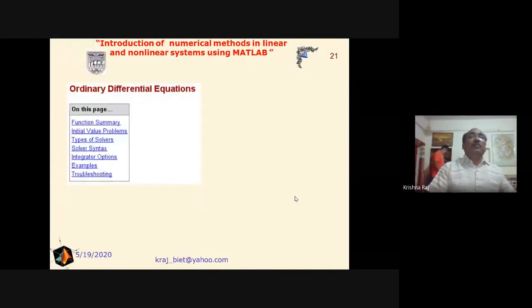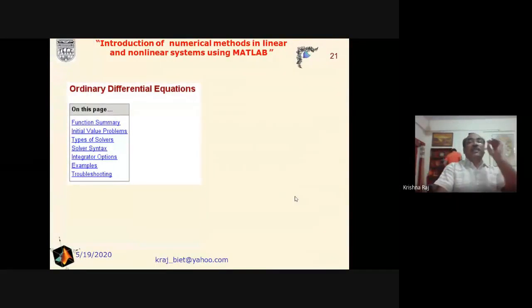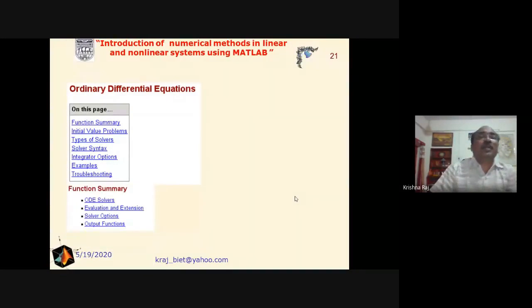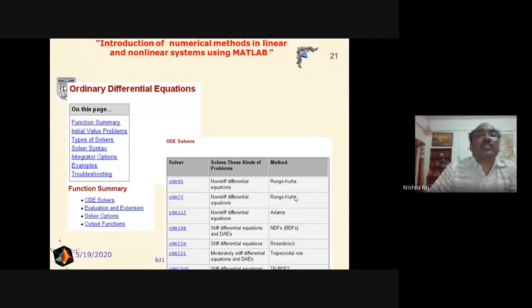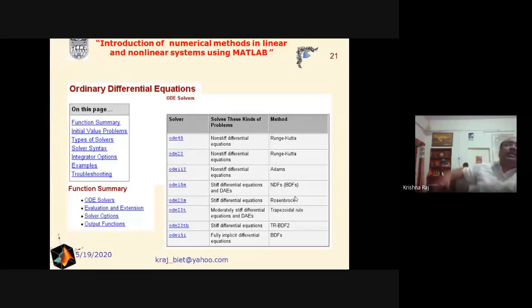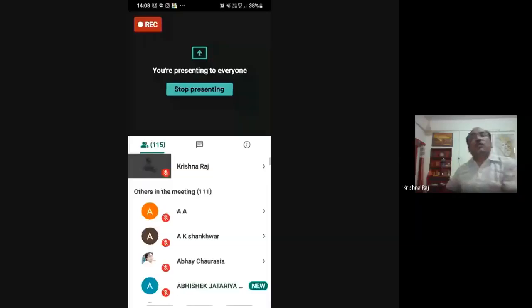Now, if we consider the solution of the ordinary differential equation, ODE, there are different solvers depending upon the different methods. The commands used to solve ordinary differential equations are ode45, ode23, ode113, ode15s, ode23s, ode23t. These are the commands which are used in MATLAB to solve the equation.